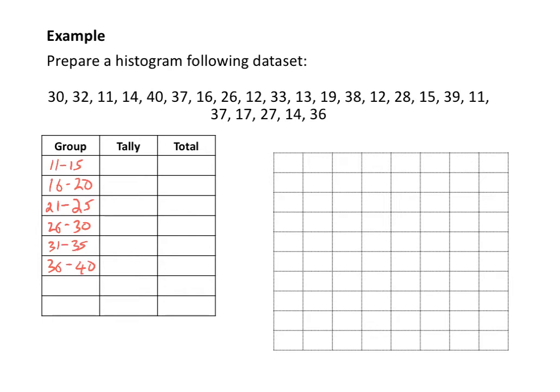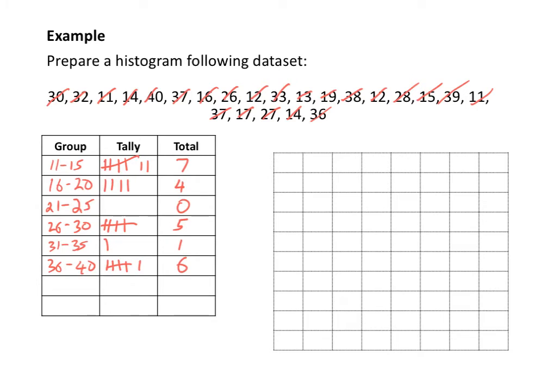Once I've done my groups, I need to fill in the tallies for each value that falls within the relevant group. So 30, 32, 11, and keep going until all the tallies have been updated. Once all the tallies have been added to the table, you can go ahead and count each group. So 7, 4, 0, 5, 1, and 6.